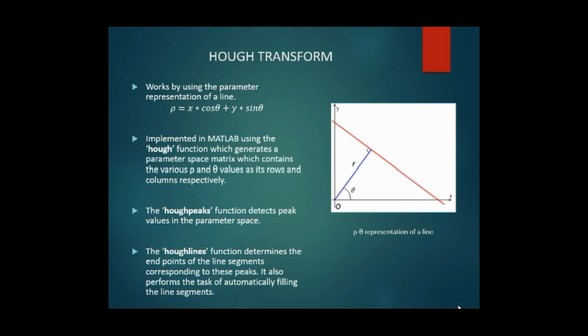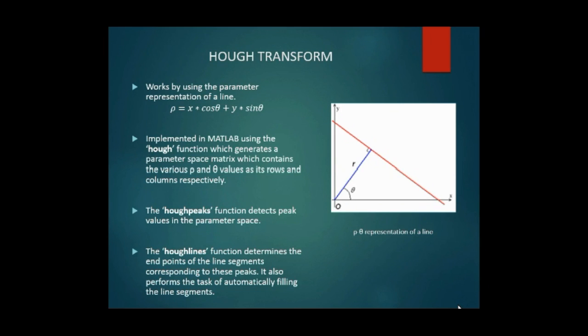Here, rho represents the distance from the origin to the line along a vector perpendicular to that line. It is represented by the blue line in the image, whereas theta is the angle between this vector and the x-axis. In MATLAB, this Hough transform is realized using the hough function. It is also readily available in the image processing toolbox.